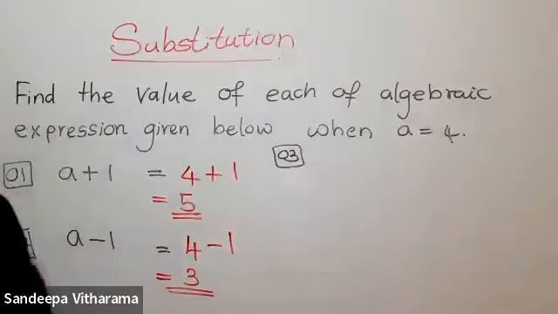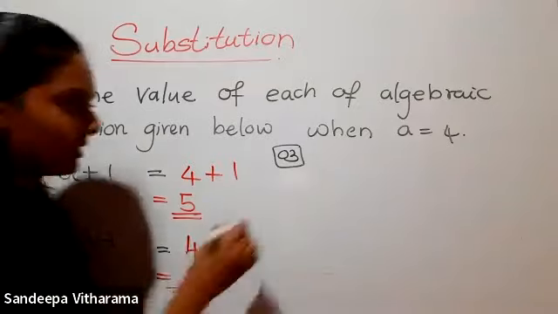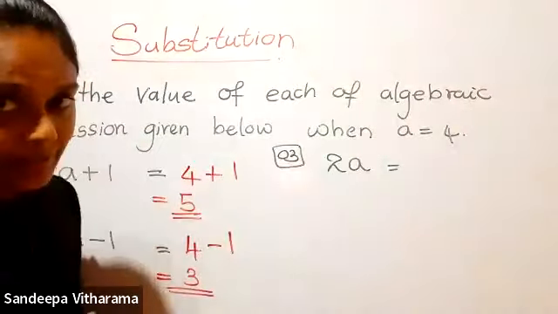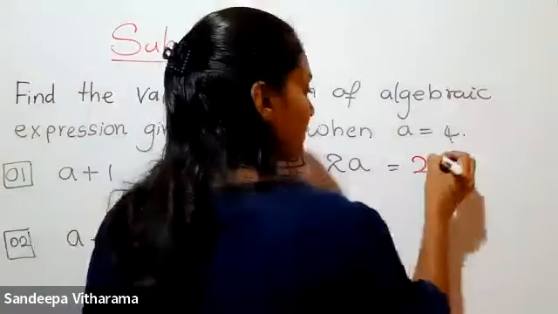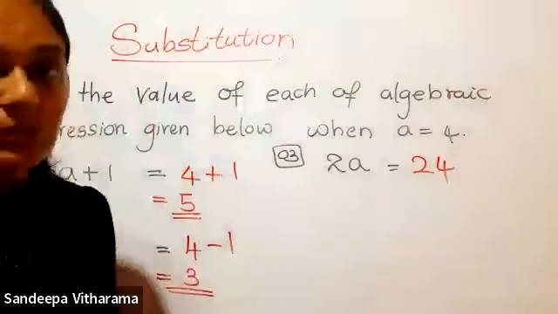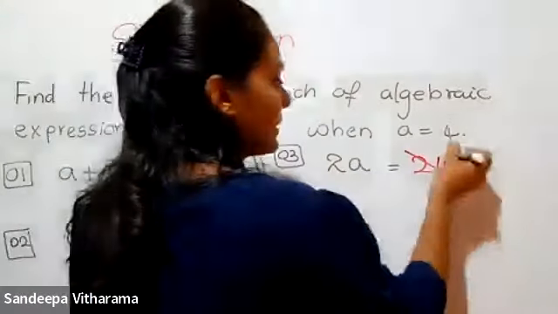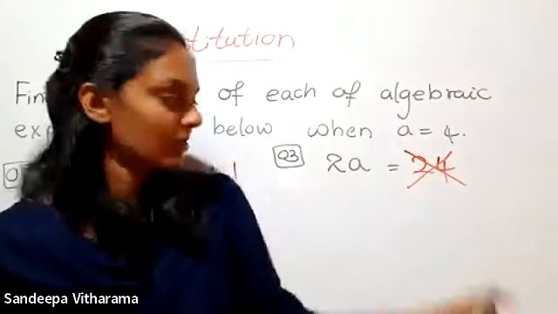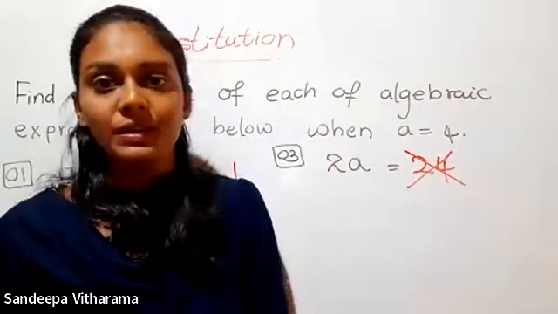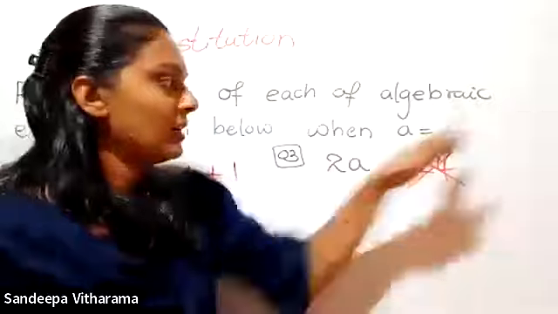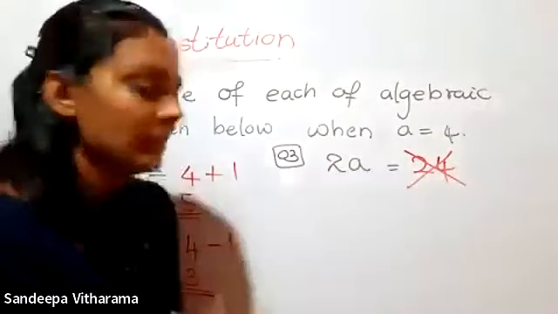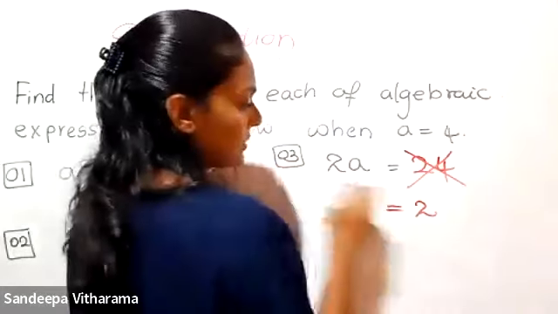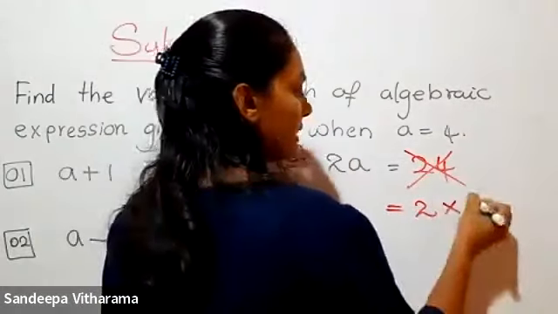Third one, look at it, it is very important, 2a. When it is 2a, it is not enough to just put the 4. If you do it, then it is not correct because it gives a different meaning. Because actually you can see it just becomes 24. Then remember that when you substitute in such an occasion, you have to put it like this.